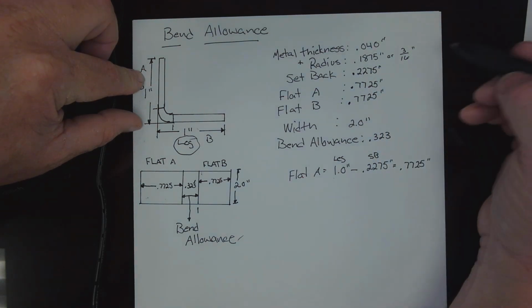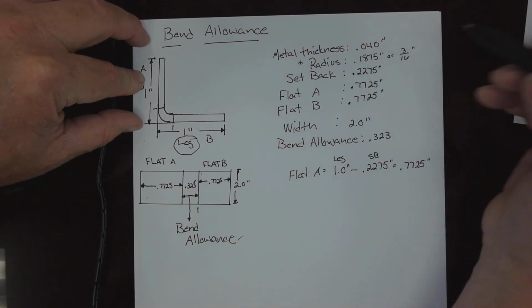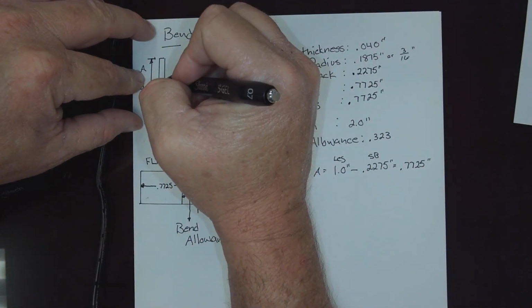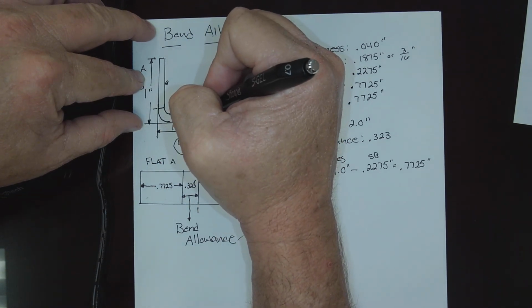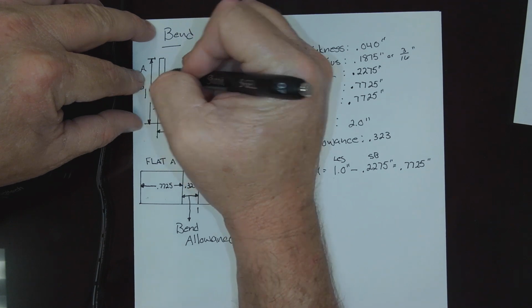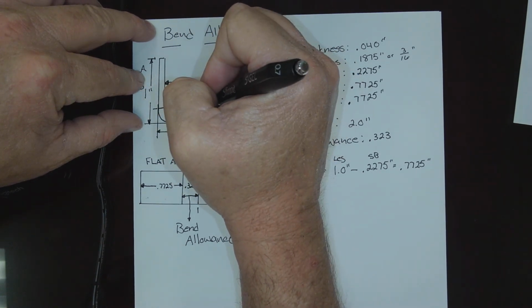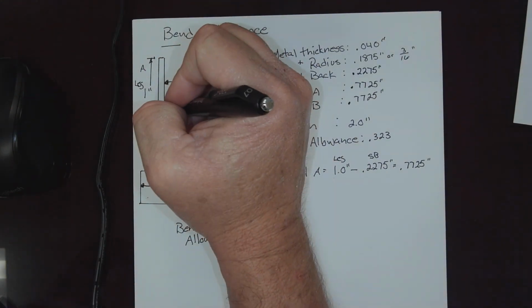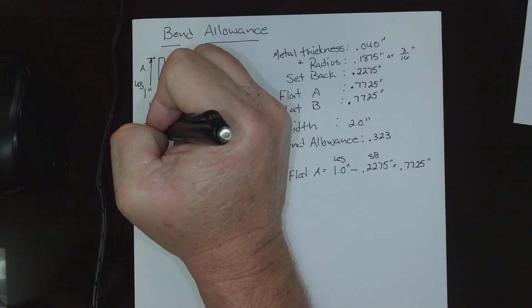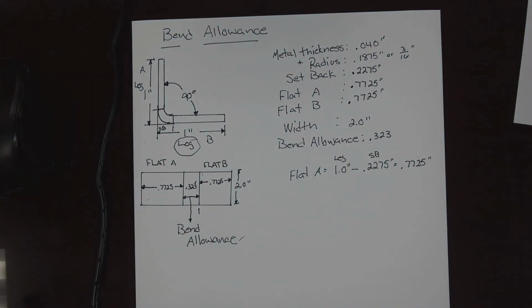Our width is 2 inches. Our bend allowance is 0.323. The only thing we don't have here was our degree of bend. And typically that's given to us as well, especially if we're manufacturing a new part or modification. Well, in this case, we were on a 90-degree bend. That's important to know as well, because when you calculate setback, that distance from here to here, we'll just write that in as a setback right there.